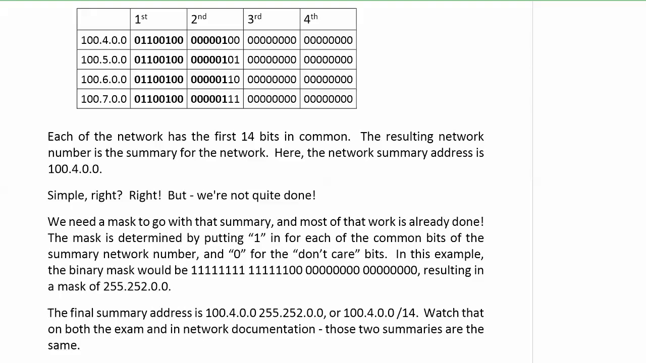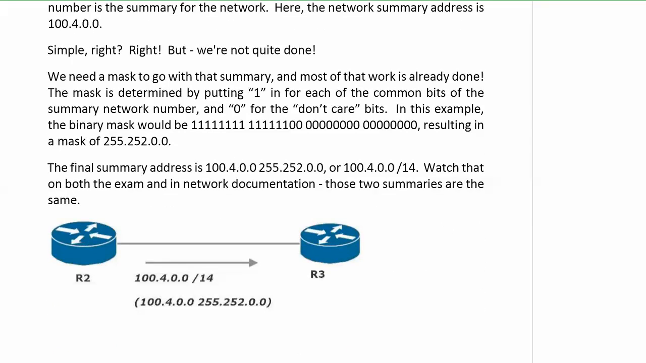So it would be the first 14 bits, and so that's what we have in common. The first 14 bits are all set to 1, and everything else is set to a 0. And you know what that one is now, most likely just by looking at it. You know, you can do that one quickly. It's 255.252.0.0. Now the final summary address then is 100.4.0.0, 255.252.0.0, or using our prefix notation 100.4.0.0/14. You want to watch those on both your exam and in network documentation because they are the same.